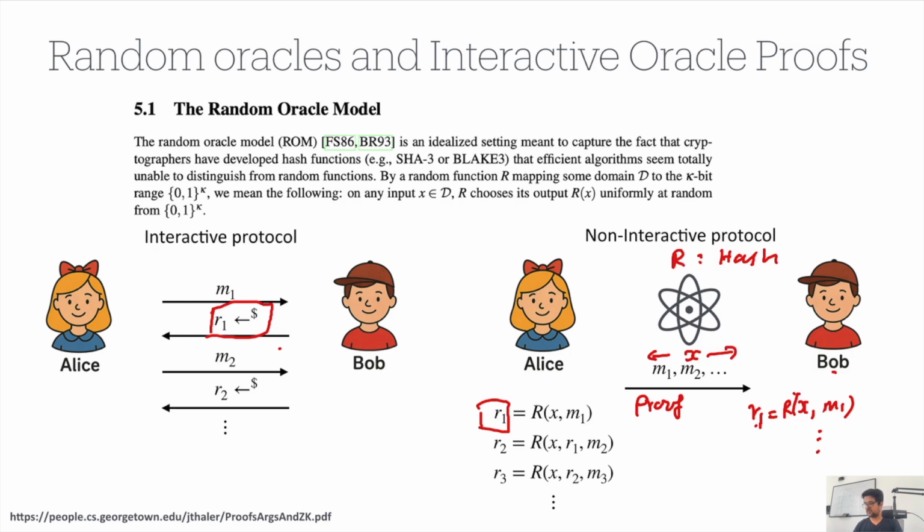Okay, so this is the model where you turn an interactive protocol into a non-interactive protocol using the random oracle model, where the generation of the random values is simulated using a hash function which acts as a pseudo-random function. For this to work, both Alice and Bob also have to agree on the hash function, otherwise they would not produce the same randomness.